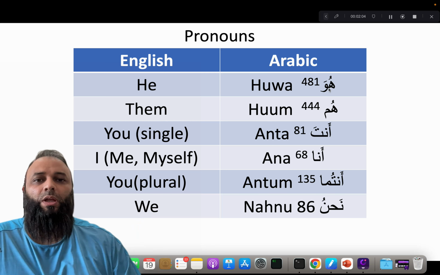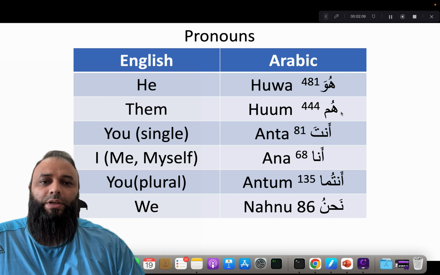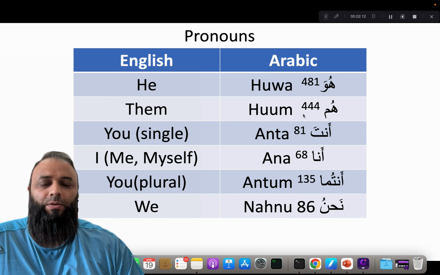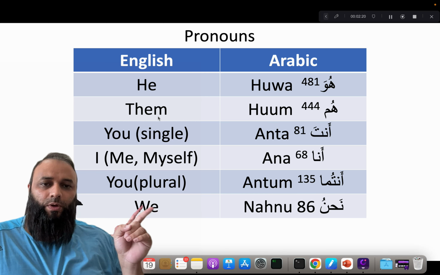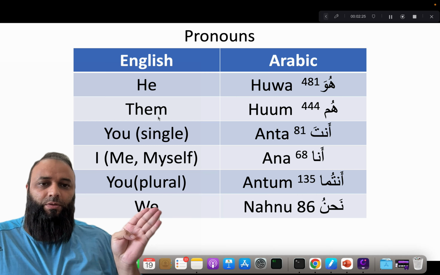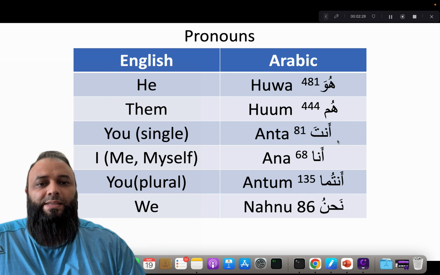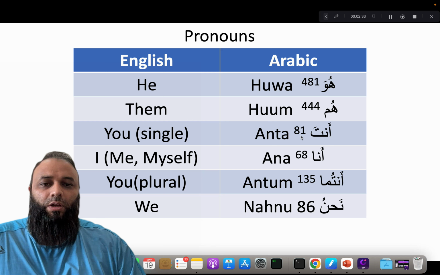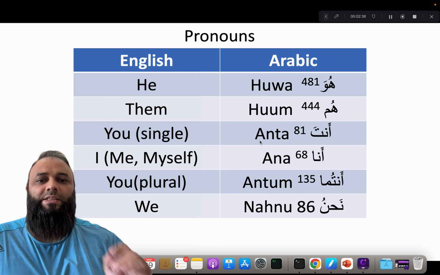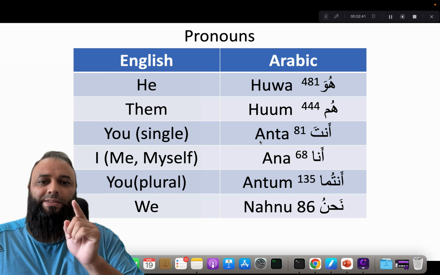Huwa. Now the second word is hum, and this word is repeated 444 times in the Quran, and this is the transliteration in English, and this refers to them. So the first one is huwa, with one finger. The second one is hum, which is 4 fingers, right? And then the third one is anta, which appears in the Quran 81 times, anta, and that means you. It means you in the single form.